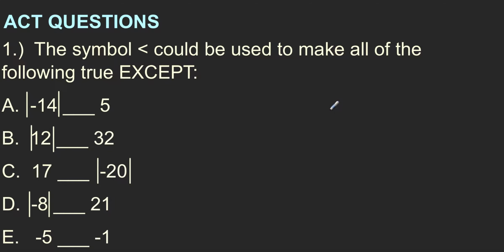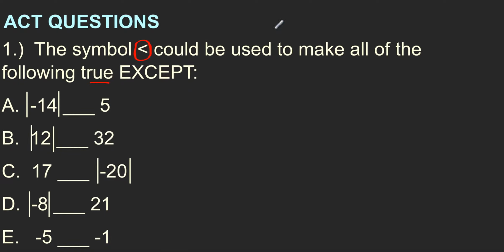Let's look at some ACT type questions. Number 1 says the symbol less than could be used to make all of the following true except which one? Let's try each one of these and see if less than makes it true. Sometimes the wording can get you a little bit twisted, so if you check each answer choice, you'll see that one stands out as being different, and that should be your answer.